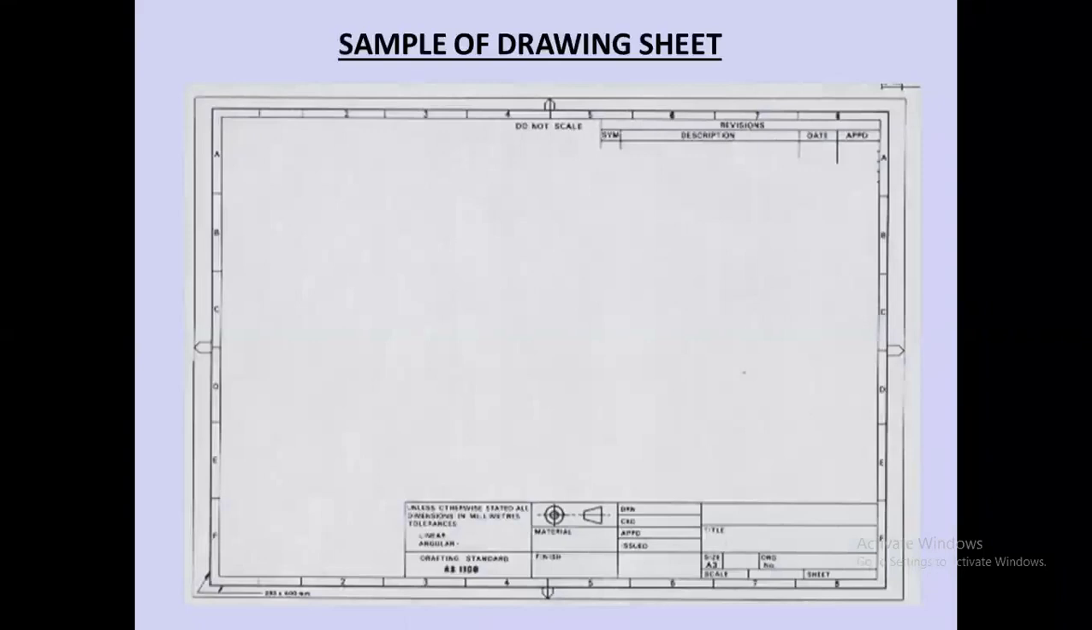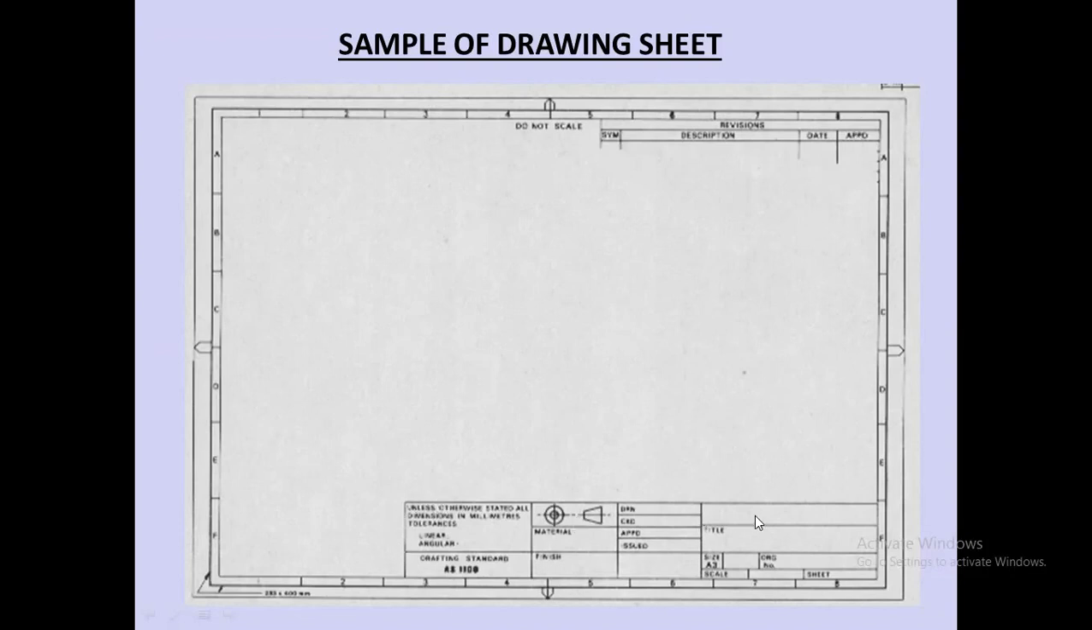Yes, this is a sample of a drawing sheet. It's one sample of a drawing sheet. By default it is an A2 sheet, and here is a box, and this is the border with a spacing, and here a description and how many parts, quantity, approximate cost, everything here.